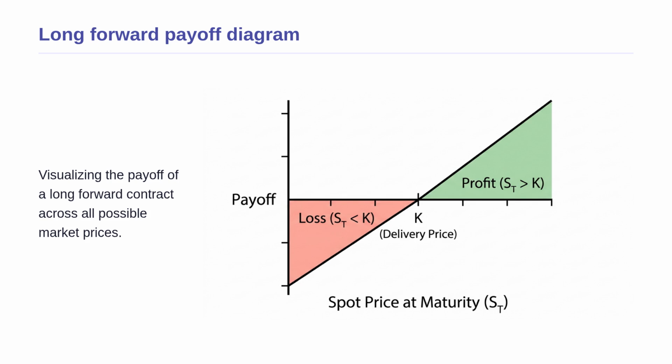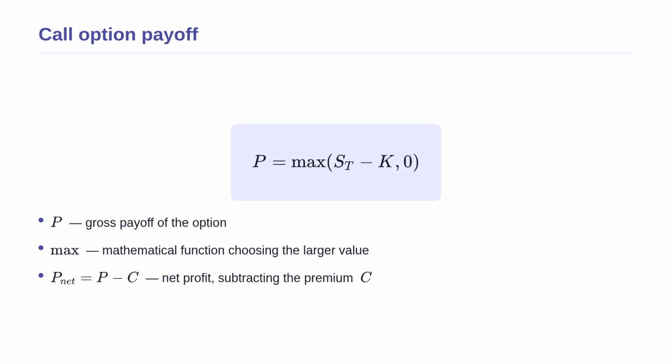However, if the market price ends up to the left, the line drops into the red zone, meaning you suffer a loss because you are forced to pay more than the asset is currently worth. While a forward contract forces you to buy, an option contract gives you a choice, which changes our math entirely. The payoff of a call option is the maximum of either 0 if you walk away or the market price minus the strike price if you exercise the option.